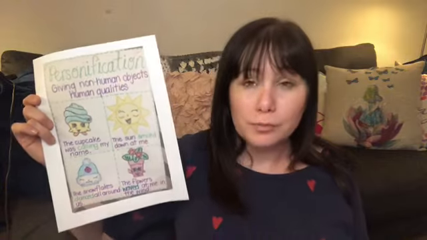So giving non-human objects human qualities is a strategy that poets often use to make their poetry come alive. So today we're going to read two poems by two different poets, both about spring, that have used some personification.